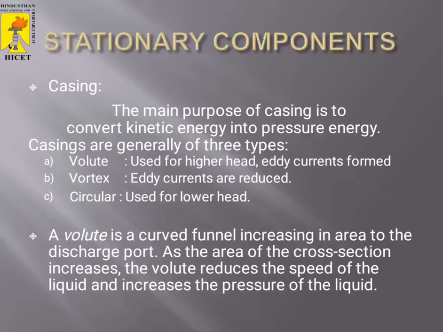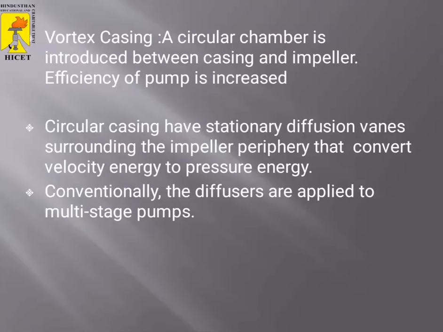The main purpose of the casing is to convert kinetic energy into pressure energy, and casings are generally of three types: volute, vortex and circular. Volute casing is used for higher head, and eddy currents are formed. In vortex casing, eddy currents are reduced, and circular casing is used for lower head. A volute is a curved funnel increasing in area to the discharge port. As the area of the cross section increases, the volute reduces the speed of the liquid and increases the pressure of the liquid. In the vortex casing, a circular chamber is introduced between casing and impeller.